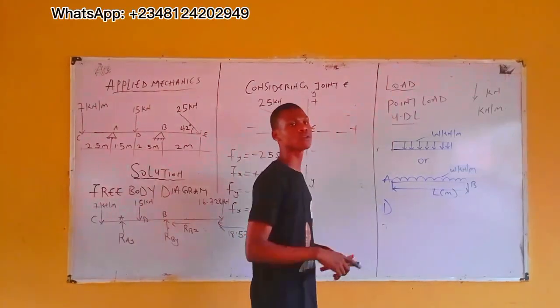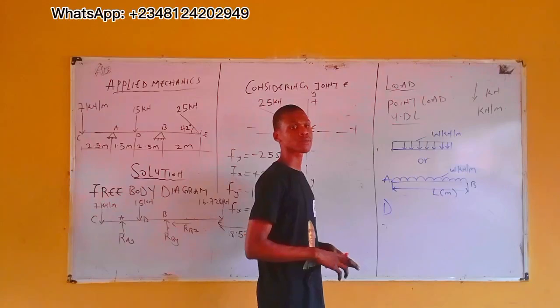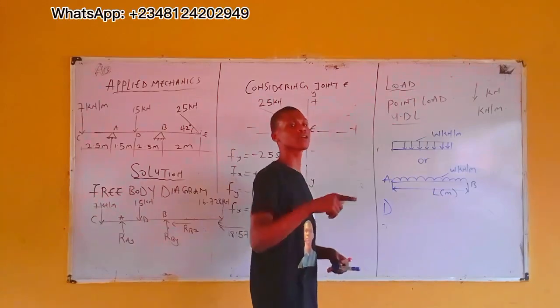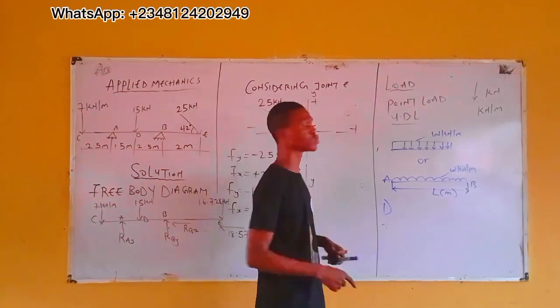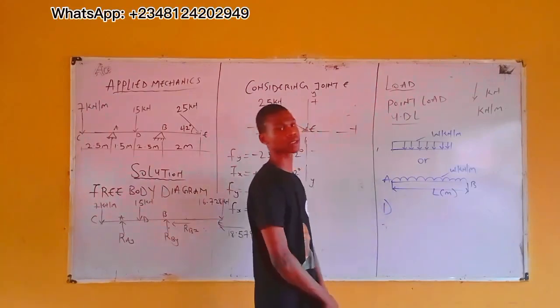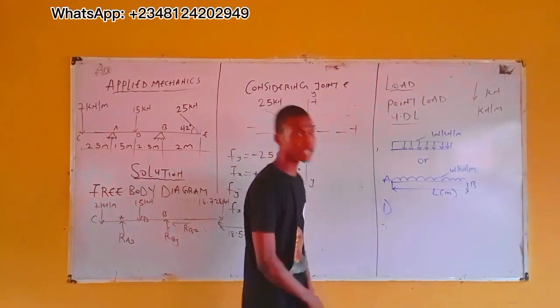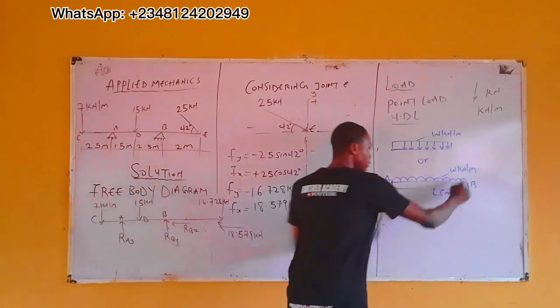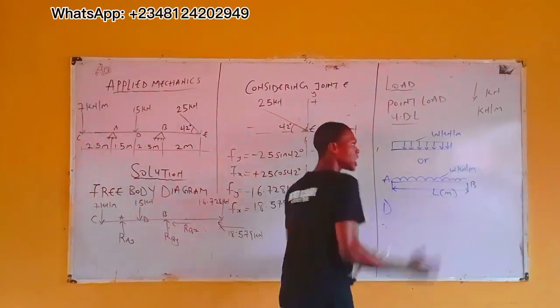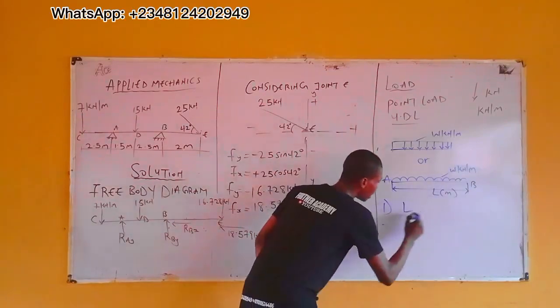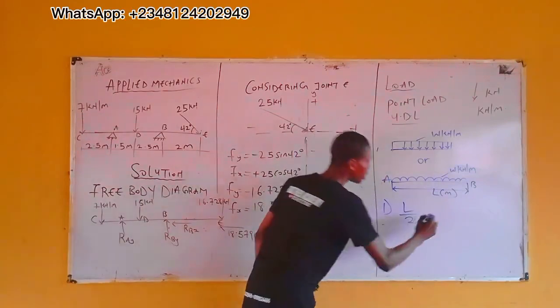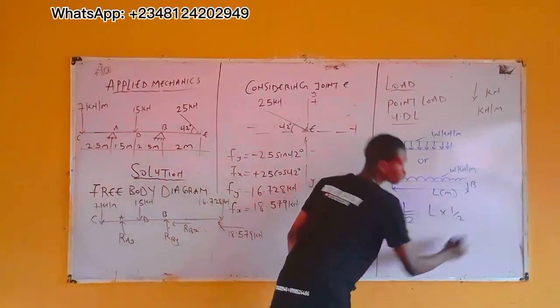Number one, the distance of this UDL. Read what you have in your notes. The distance of a UDL acts at the midpoint. So check this UDL. What's the distance? L over 2. How do you get L over 2? If the total length is L, then the actual distance is what? L over 2. Meaning L multiplied by 1 over 2.